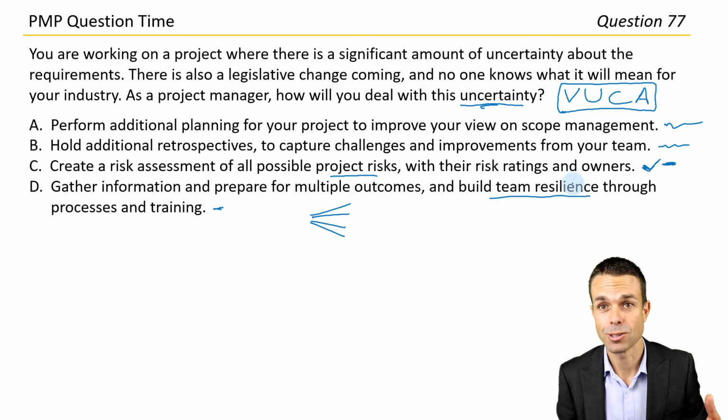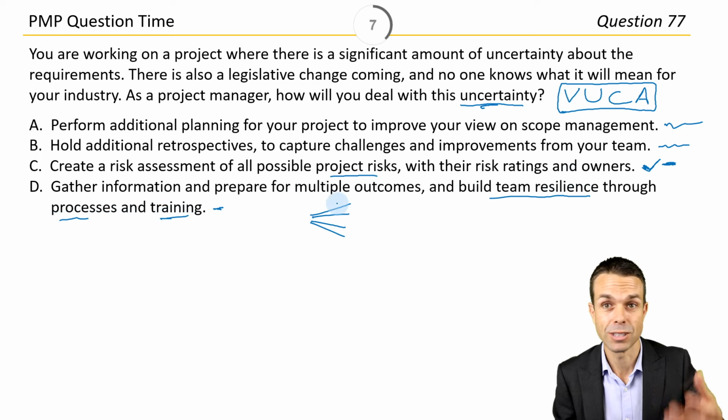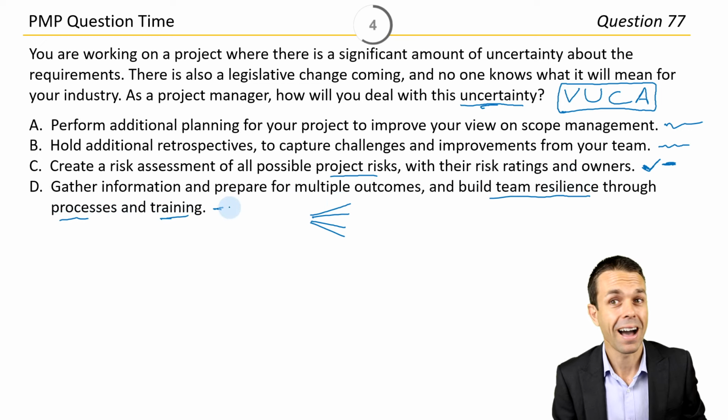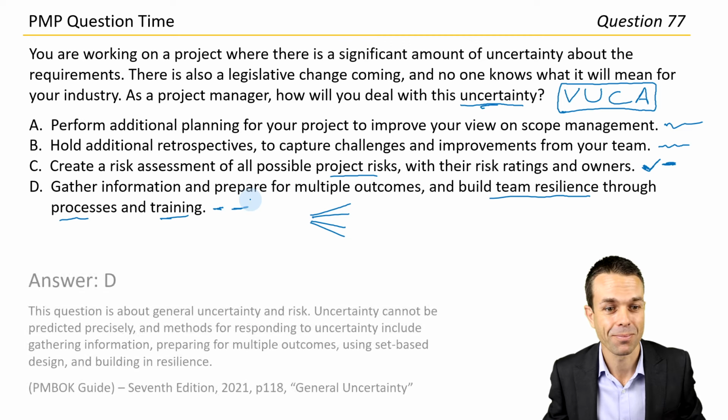So when we're working with uncertainty, some people just are not good at working with that. So how do we build team resilience through processes and training? So we help them become more resilient to uncertainty in the future. I think that's actually pretty good. Tackles it from a few different angles. Let's go with answer D.